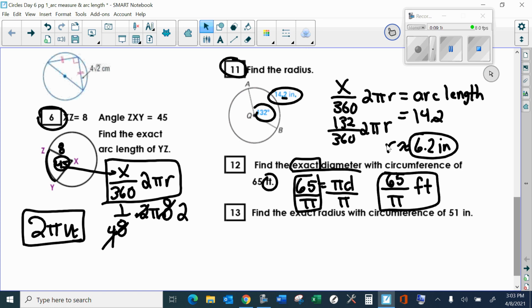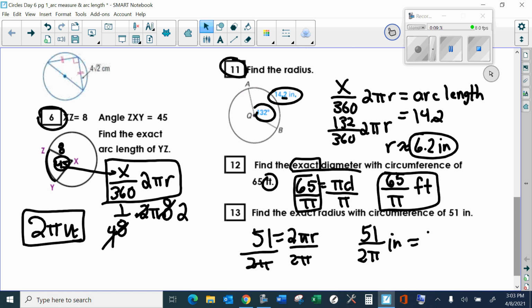Okay, exact radius given the circumference. So circumference equals 2 pi r. So I'm solving for radius. I'm going to use the 2 pi r formula, so I'm going to divide by 2 pi on both sides. So 51, you can leave it as 51 over 2 pi, whatever the units are, inches. Or if you want to do 51 divided by 2, you get 25.5 divided by pi inches. Those are the same thing.